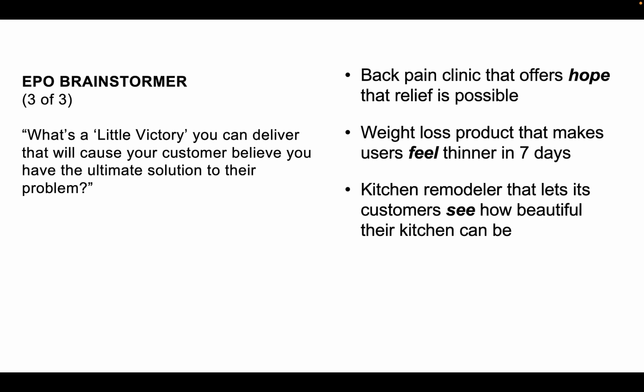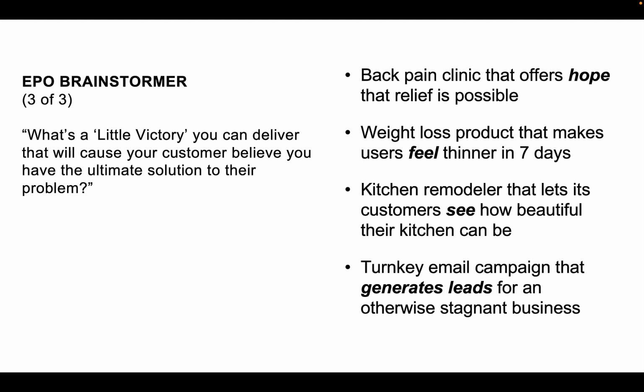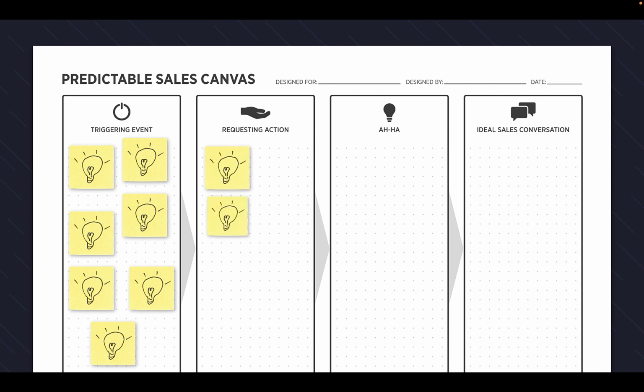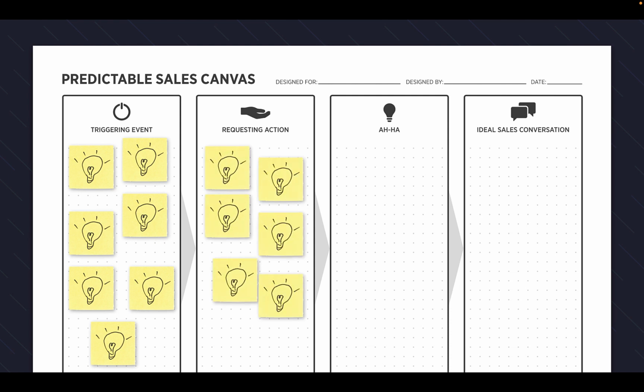You could show art projects and progress reports and things like that. You're giving them hope. You're giving these parents hope. And a turnkey email campaign that generates leads for an otherwise stagnant business. So brainstorm some requesting actions and put them on your sheet or whiteboard.